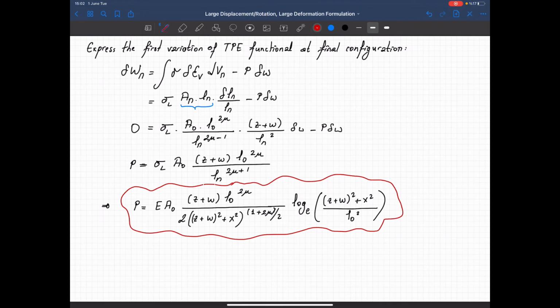So what we are going to do next is we will take our example problem, the truss example, but this time we will use large deformation case, and we will plot the load deformation curves.